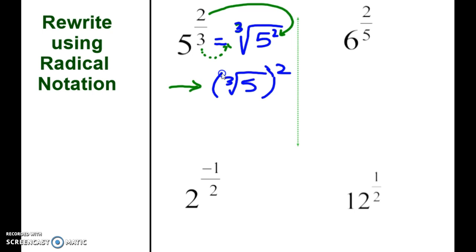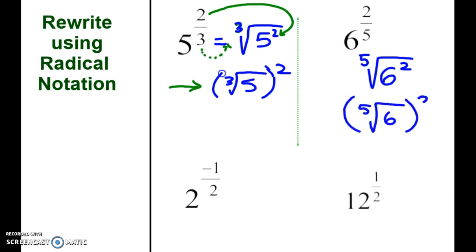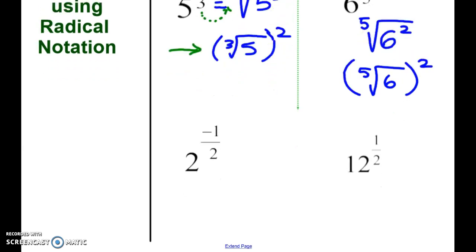Okay, so this 6 to the 2/5 power, well, underneath the radical is the 6. The bottom number goes here, and 6 is to the 2nd power. And again, we could write it like this. Either option, again, is correct.